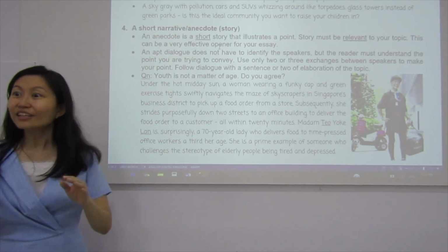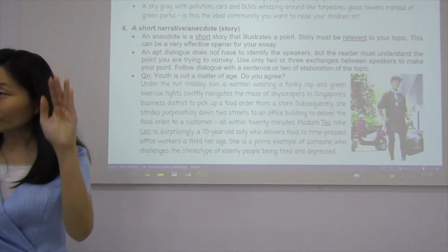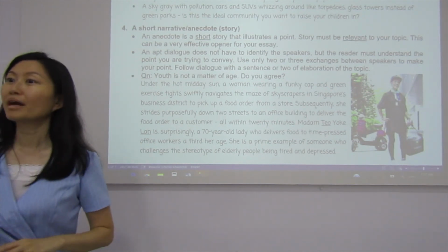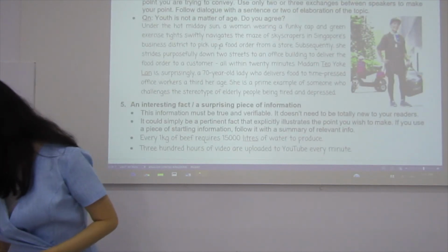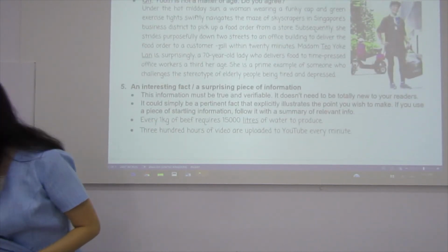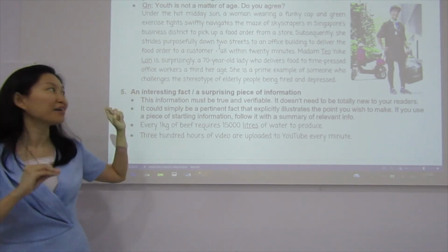Yeah, you understand? So this is a possible way of starting our A. This whole little story is the A part. A very long A compared to other types of A. Okay, so there you have it. Now, the last type of A is here. This is the last type of A, the fifth type.